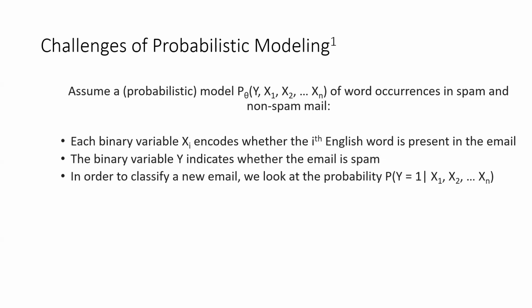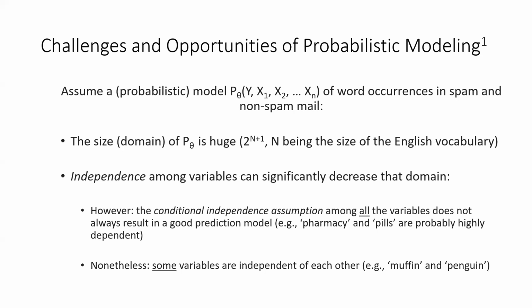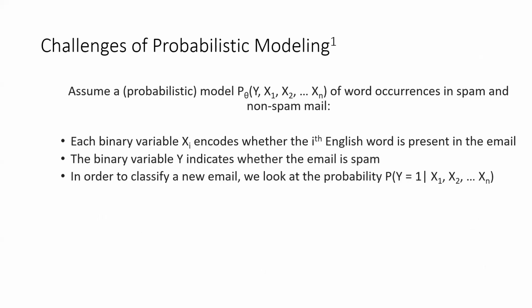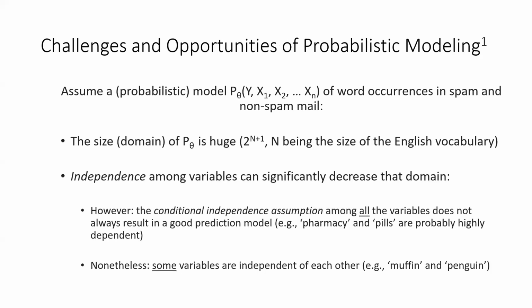So what kinds of words are present in the email? Yes, in the last email. Now, one thing one can easily see from here is that the domain that all the y variables take their values from is quite large. It's going to be 2 to the n plus 1, where n is the size of the English vocabulary. The plus 1 is because we also have the y, which is 2 more variables.